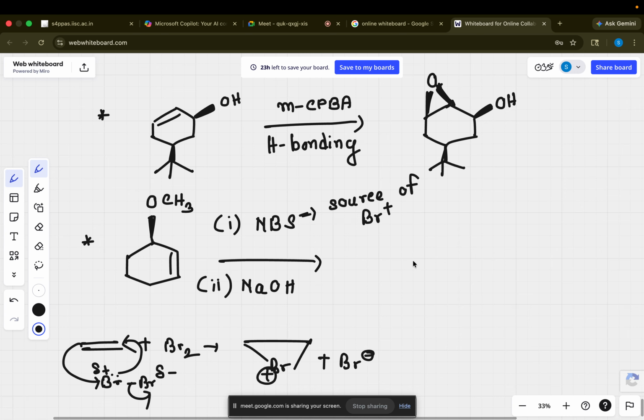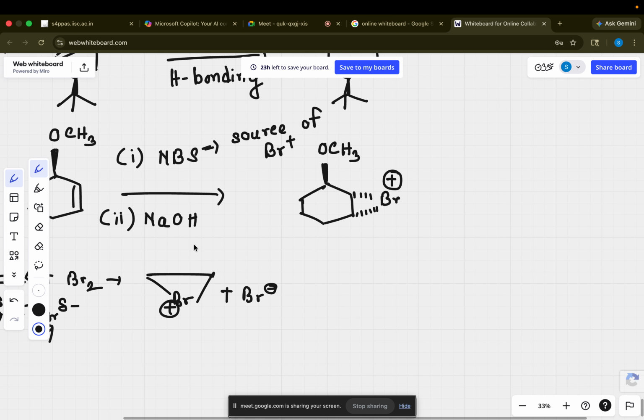So the same thing will happen here also. If you are using NBS, that is the source of Br plus. They are not giving simply bromine, otherwise you can do it easily, so that's why they are writing this NBS. So already this is above the plane, so if you have above the plane, the bromination will take place from which plane? Below the plane, due to steric factor. So bromine is getting positively charged here.